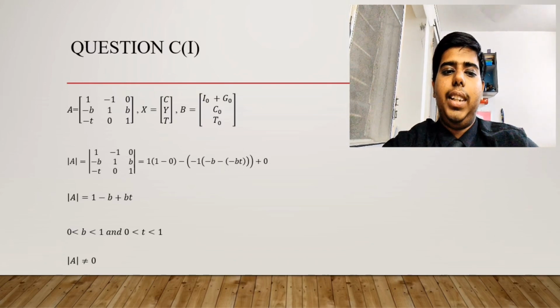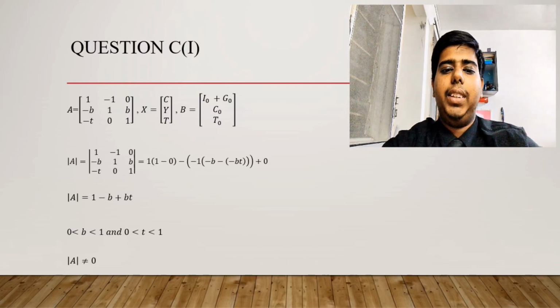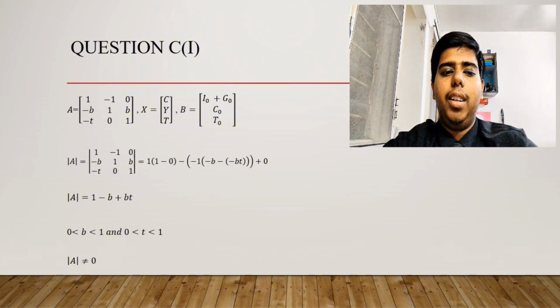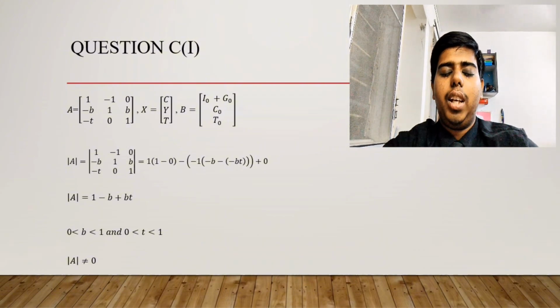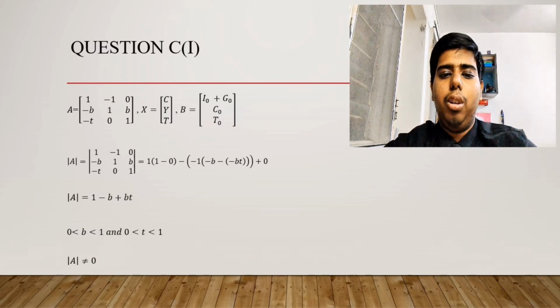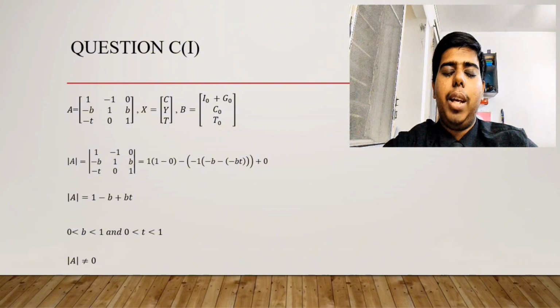This slide shows a 3 times 3 matrix A representing a simple macroeconomic model. The variables C, Y, and T are consumption, income, and tax. Vector B contains exogenous terms: autonomous investment and government spending, autonomous consumption, and autonomous tax. The key step is checking if the system has a unique solution by ensuring the determinant of A is non-zero. We compute the determinant step by step.